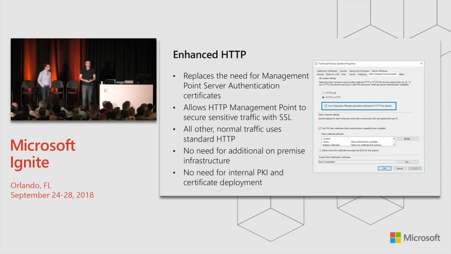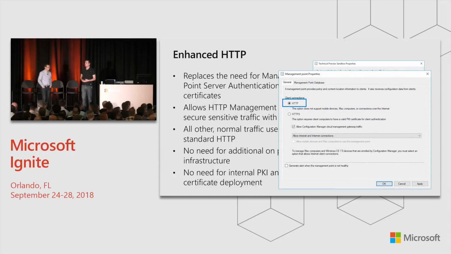Again, fairly simple to set up. There's a tick box on the site properties that says use Configuration Manager generated certificates for HTTP site systems. Once you enable that, you've effectively enabled enhanced HTTP. And then to benefit from it, you just need to make sure that your management points are set to HTTP. If you set them to HTTPS, they'll expect an HTTPS certificate. So leave them set to HTTP, and then you'll be able to enable cloud management gateway traffic.